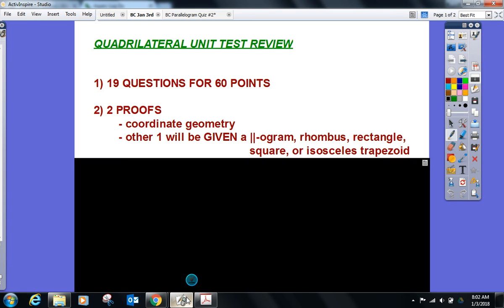Correct. So there will be 60 points. Woohoo! Yeah, we're coming big tomorrow. Coordinate geometry proof, and then the other one will be one of the quadrilaterals, and you have to prove triangles congruent, prove a pair of angles congruent, prove a pair of sides congruent. All right.